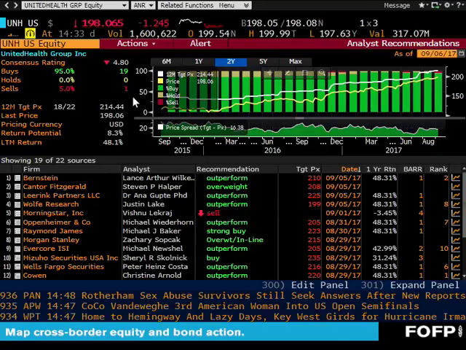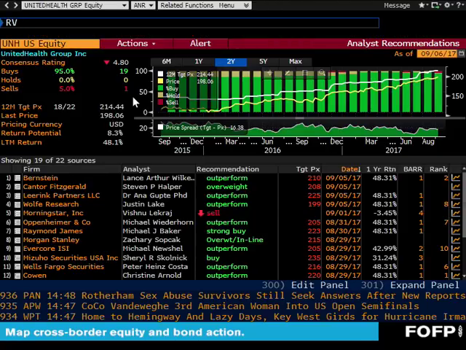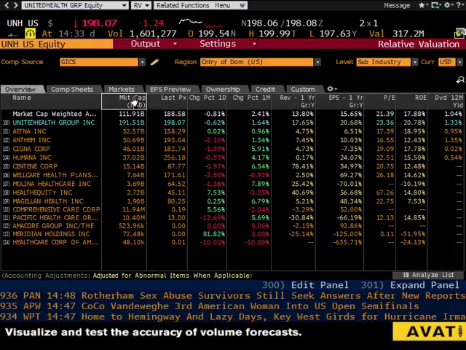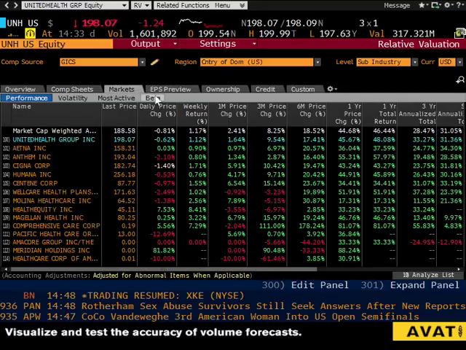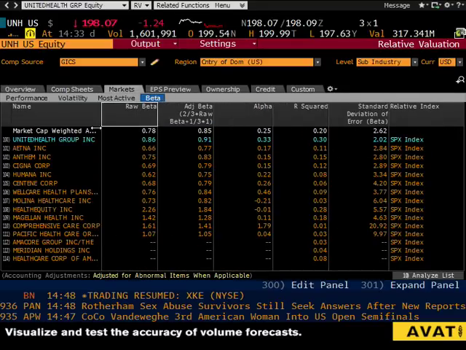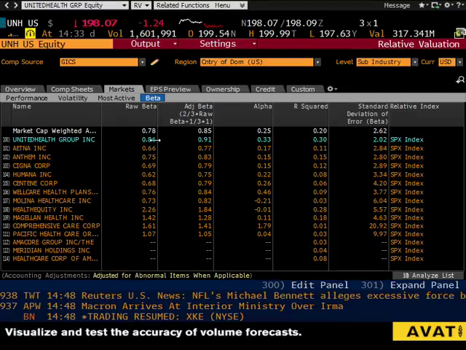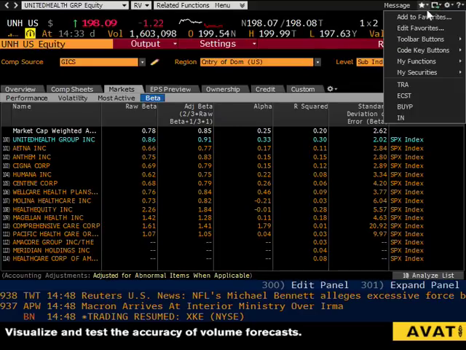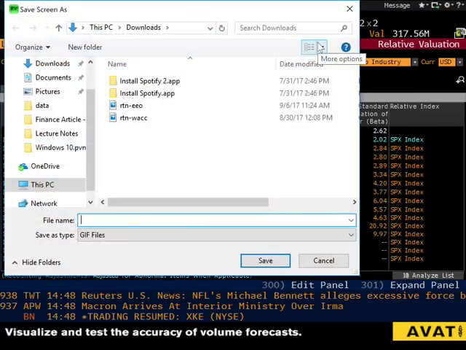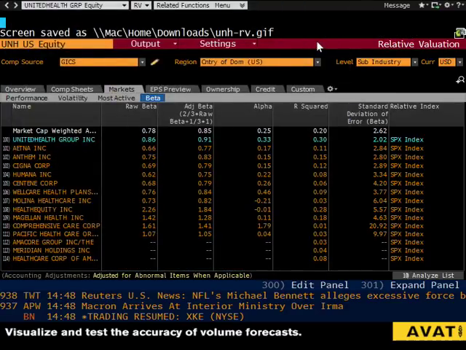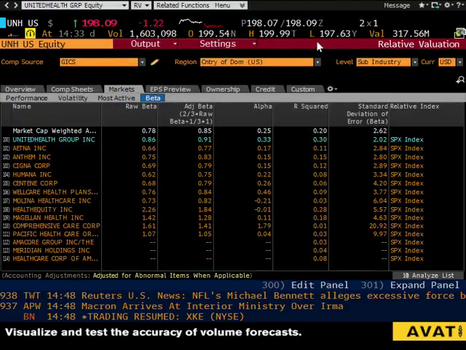Questions about the E? So back to the beta. RV, markets, beta. Make sure market cap weighted average is on there. For the company I assign you and the industry, talk about whether it's more or less sensitive to the economy. Screenshot, up top, take screenshot, save, name it whatever you want, UNH RV. Because you're going to have to upload the screenshot for your homework assignment as well.